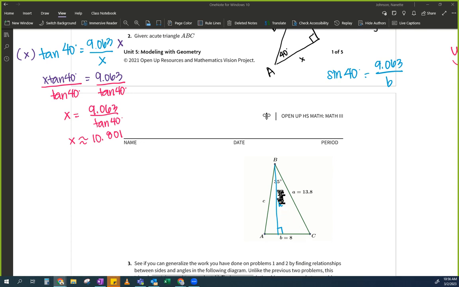I just realized why I don't want to use this altitude. Did anybody realize why I can't use this altitude? Anybody see why I can't use this altitude? Nice try, though. Yeah, very good. Because the only angle they gave me was this 35, and I'm cutting it.